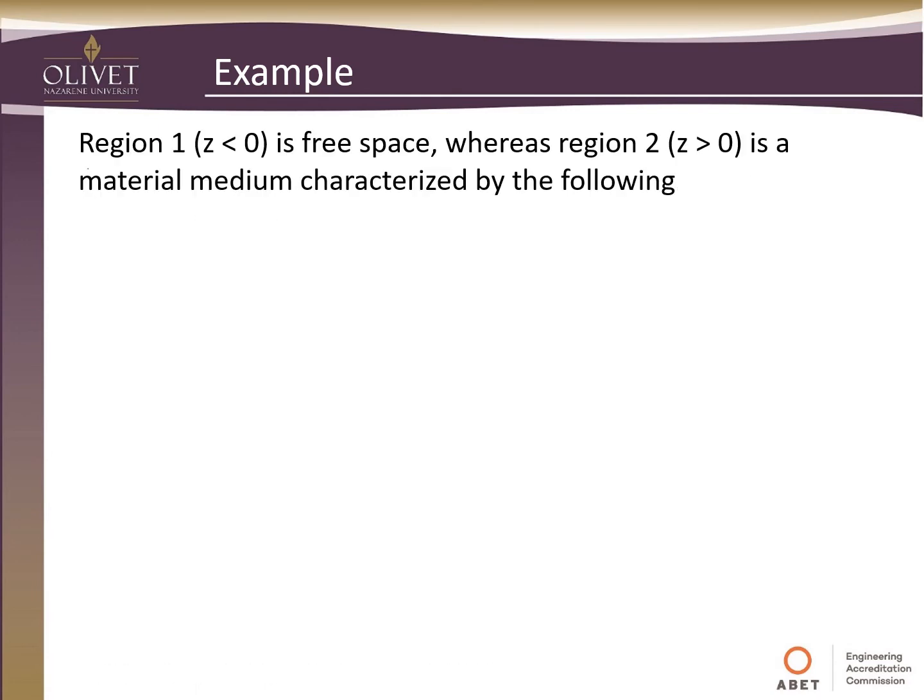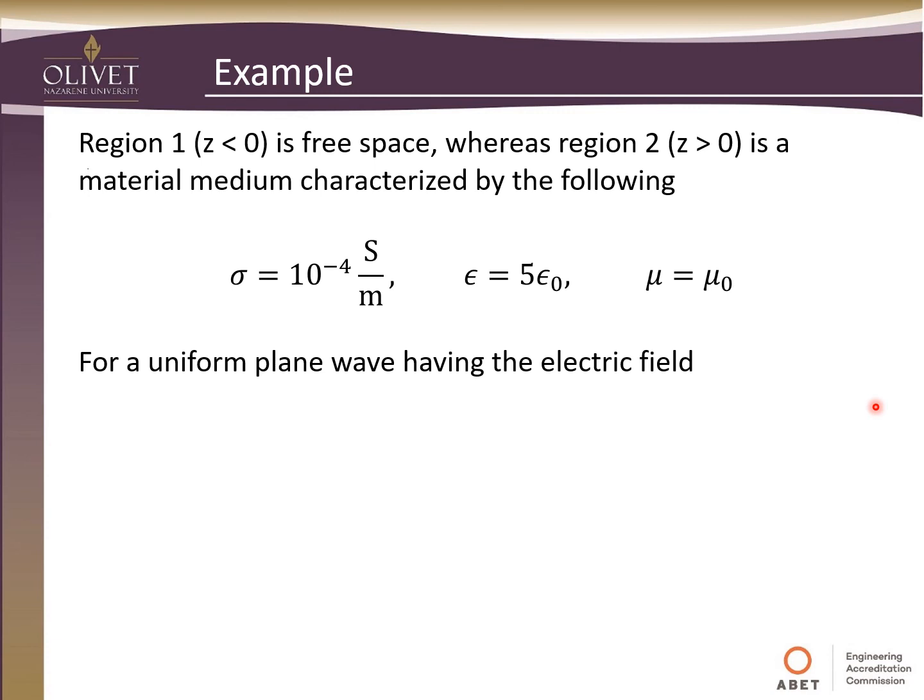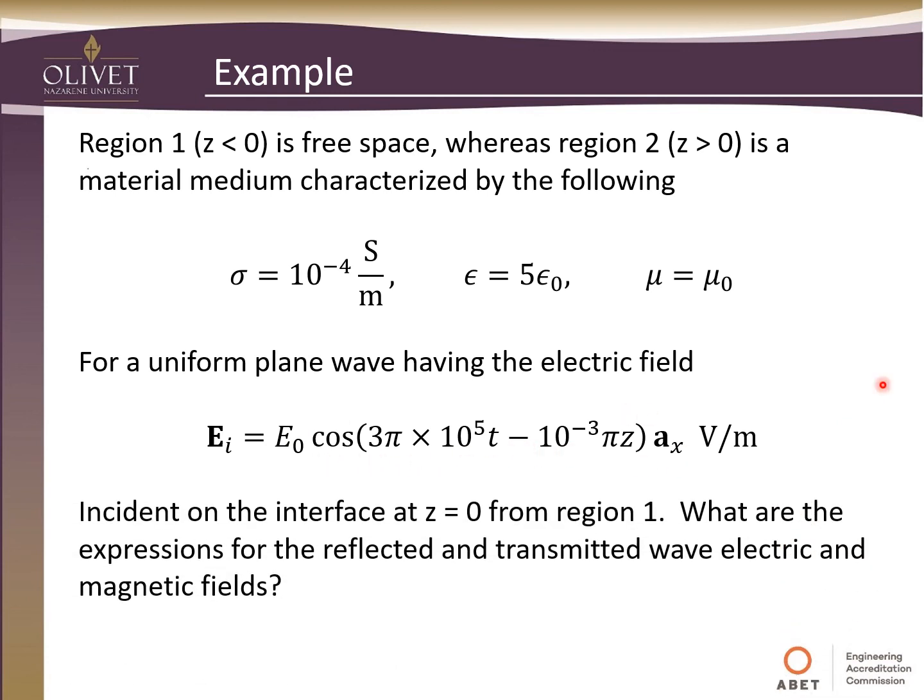Let's look at a quick example. Looking here at region 1, which we're going to say for z less than 0 is free space, whereas region 2, after we cross the z equals 0 boundary, is a material medium characterized by the following. We have a conductivity of 10 to the minus 4. The permittivity is 5 times that of free space, and there are no magnetic phenomena going on here, as the permeability is just equal to the permeability of free space. A uniform plane wave, having an electric field defined by this trigonometric function, is incident on the surface at z equals 0 from region 1, from free space. What are the expressions for the reflected and transmitted wave electric and magnetic fields? Can we use the tools we've just learned to determine that?